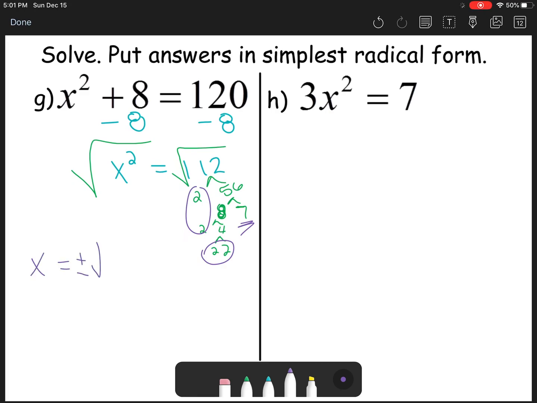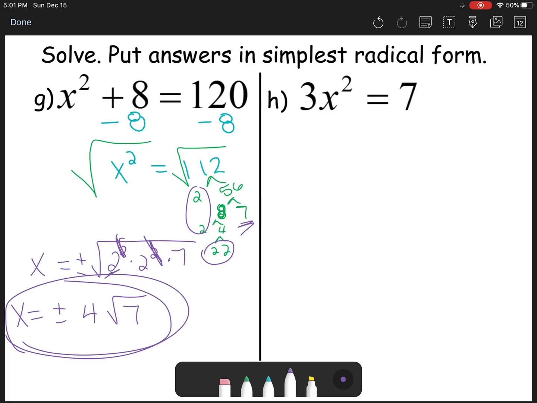So we really have x equals plus or minus, don't forget your plus or minus, the square root of 2 squared times 2 squared times 7. And when we simplify that, x equals plus or minus, 2 from here comes out, 2 from here comes out, so 4 times the square root of 7. That's what you should get when you simplify for letter G.